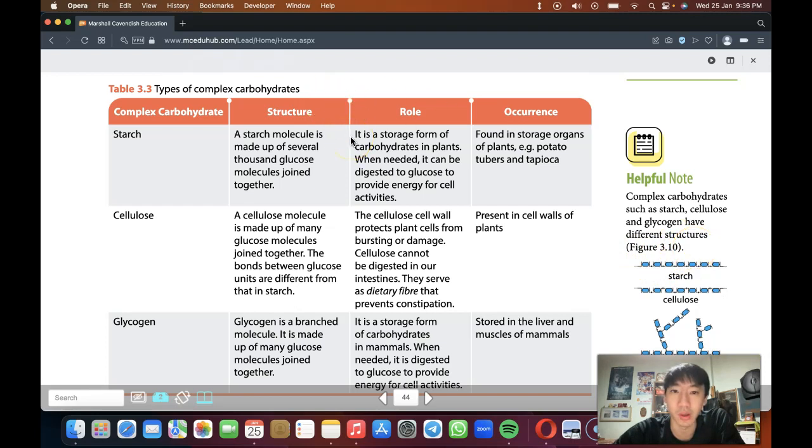Okay, so what's the function or role of starch? It is a storage form of carbohydrates in plants. When needed, it can be digested to glucose to provide energy for cell activities. It is found in storage organs of plants, for example, potato, tubers, and tapioca. Okay, so basically, most root plants, like potatoes, carrots, everything that grows in the roots, they store the substances as starch. Yeah, tapioca also. Tapioca is quite similar to potato if you've never tried it before.